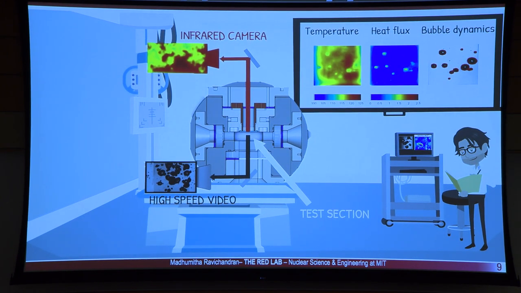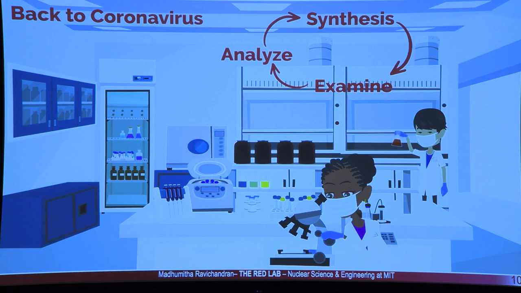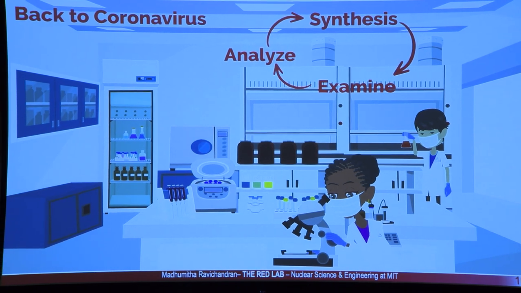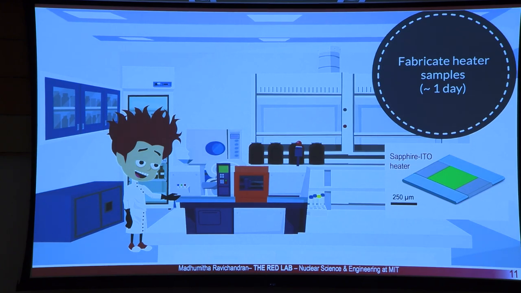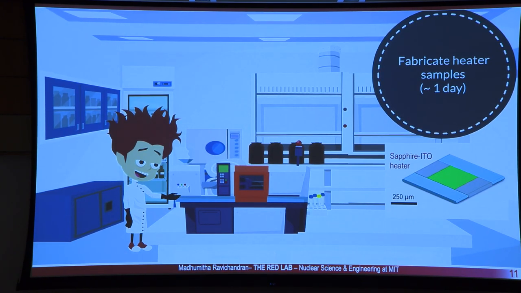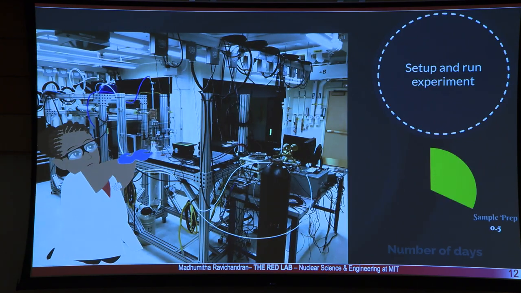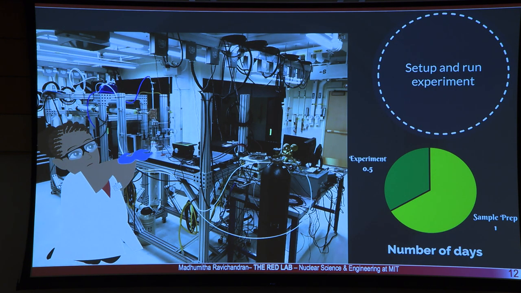But again, similar to vaccine development, running boiling experiments is a multi-stage process, and it also requires robust models. We need to run tests for multiple different surfaces, and we have to test for different conditions. So for that, we start out by fabricating a sample, and that takes us about a day to complete. And once this is fabricated, we set it up into our experiment and run the whole experiment. Let's say that takes us about half a day, or say one day for now.